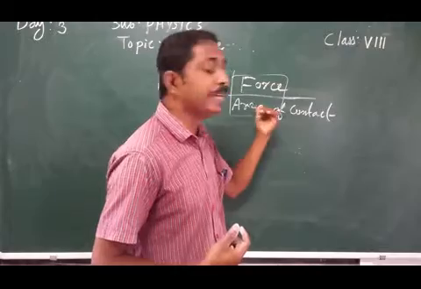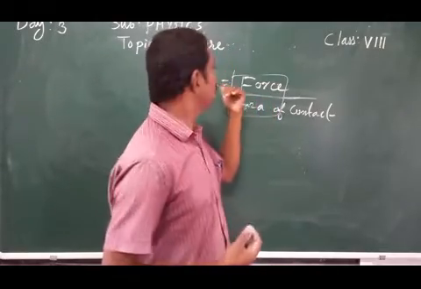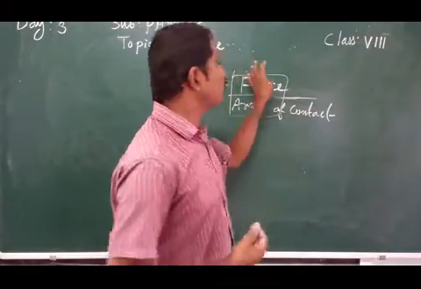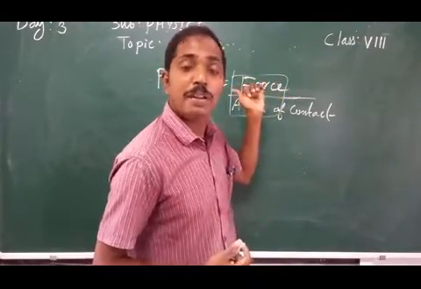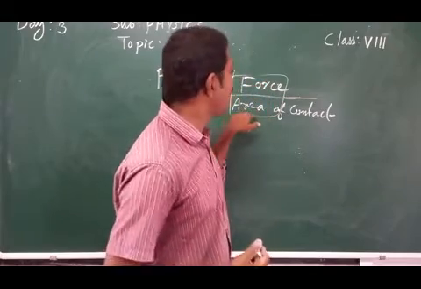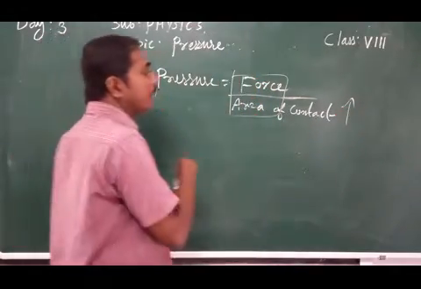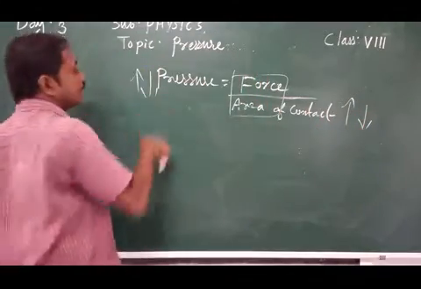Force by area, with area in the denominator. As area increases, pressure decreases. So pressure and area are inversely proportional. For a constant force, as area decreases, pressure increases, and vice versa. Vice versa means as area increases, pressure decreases, and as area decreases, pressure increases.